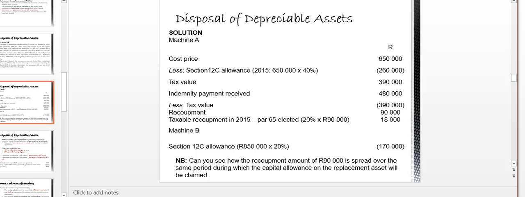Just importantly, according to paragraph 65, you can see that the 90,000 Rand recoupment or gain which we made is spread over a period of 5 years. So in other words, you only have an 18,000 Rand recoupment during the 2015 year of assessment, which you may claim.